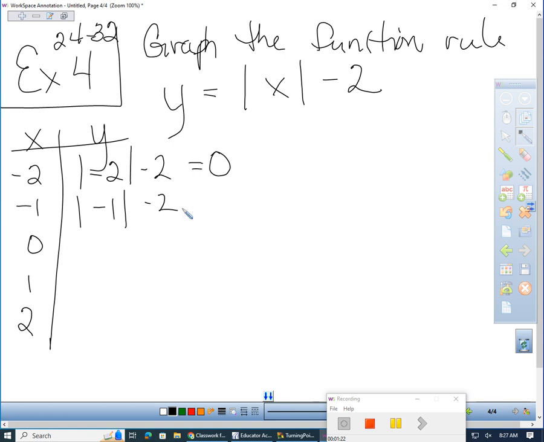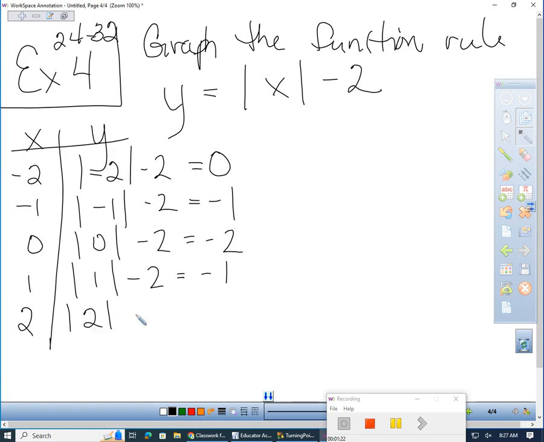Absolute value of -1 is 1. Minus 2 is -1. Absolute value of 0 minus 2 is -2. How about the absolute value of 1 minus 2? What's that one? -1. Good. And the absolute value of 2 minus 2 is 0. All right, let's see how we did over here.